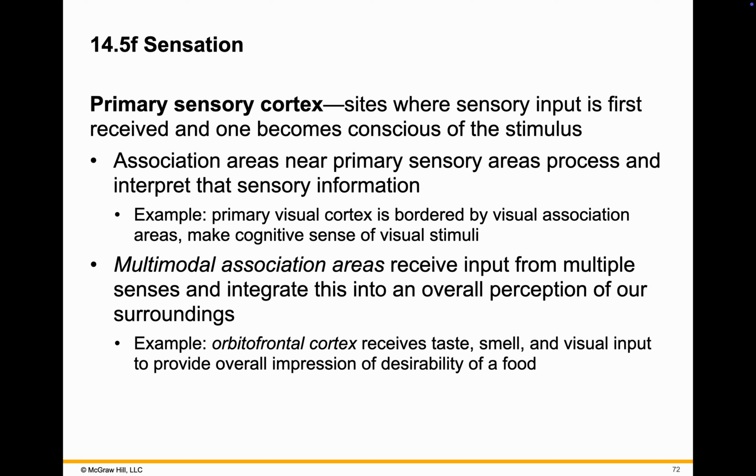Sensation happens in the primary sensory cortex. There are sites where sensory input is first received and one becomes conscious of the stimulus. Those have association areas near the primary sensory areas that process and interpret the sensory information. And they are multimodal. The association areas receive input from multiple senses and integrate it into our overall perception of the surroundings.